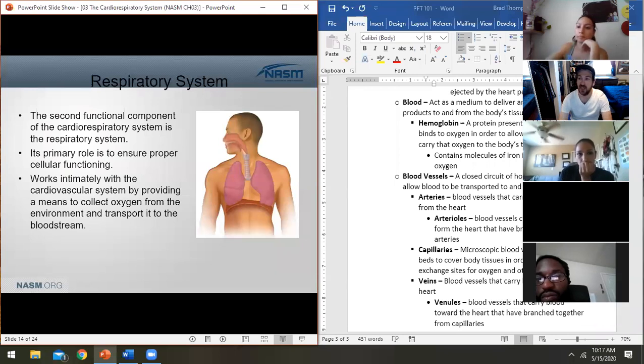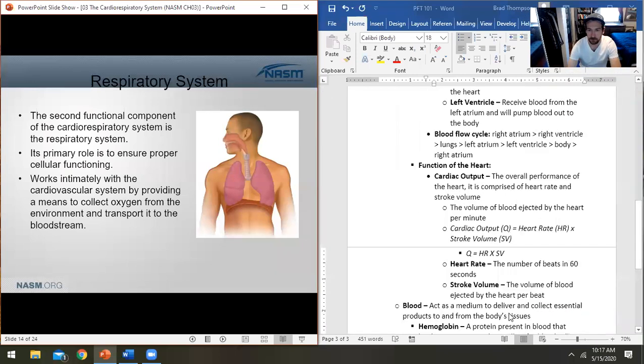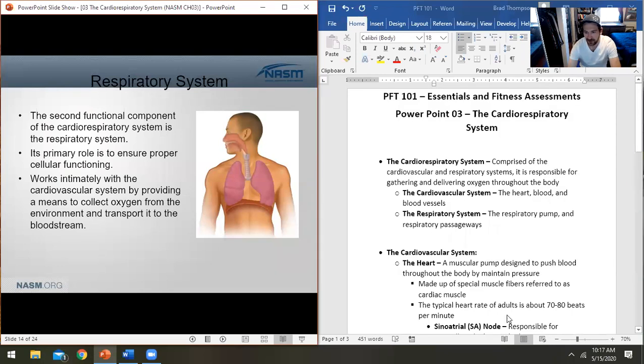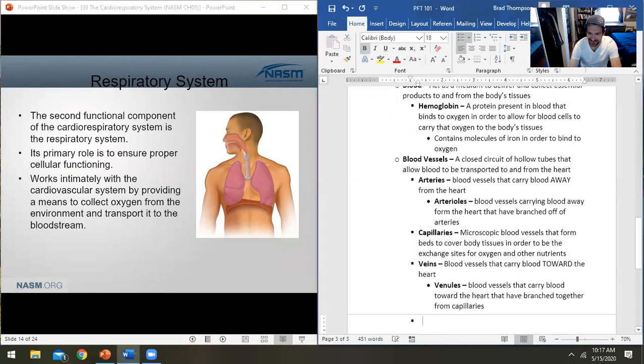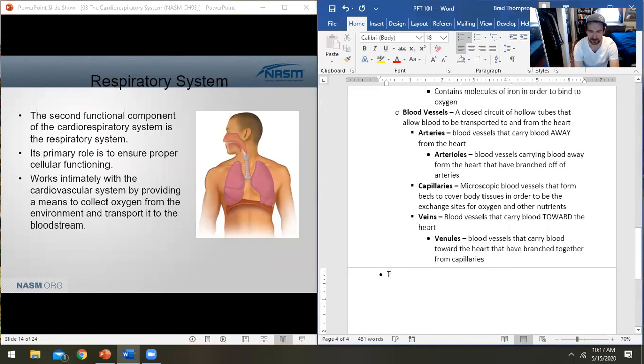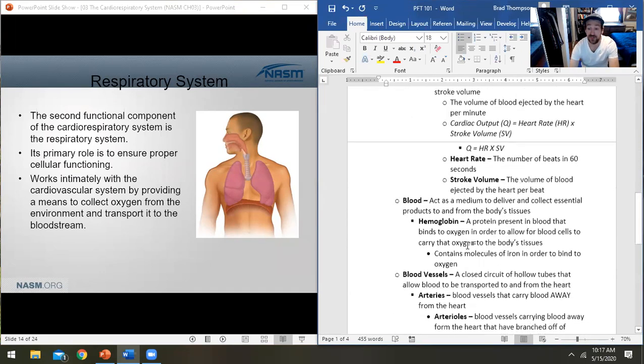All right, let's do the lungs. Let's talk about breathing. So finally back to the first line. All right, the respiratory system. So, how did I define this earlier? Oh, I just did, okay.